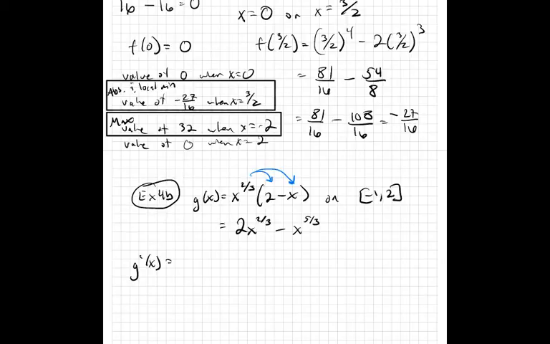Okay, so now if we differentiate that, the exponent comes down. That becomes 4/3 x to the -1/3 minus 5/3 x. 5 minus 3 is what? 2 to the 2/3. Okay.